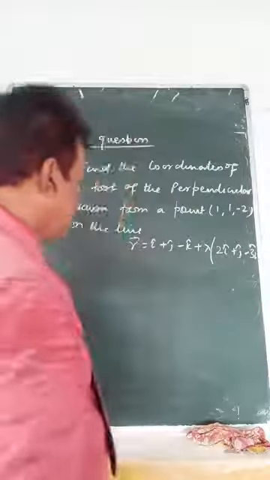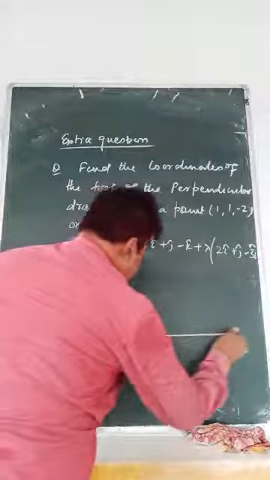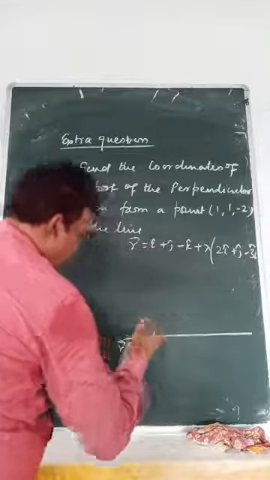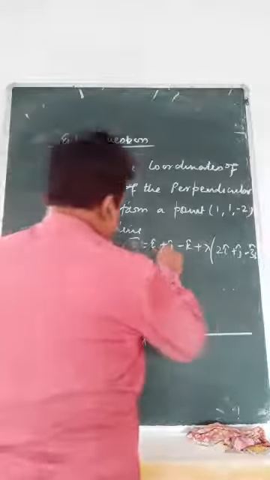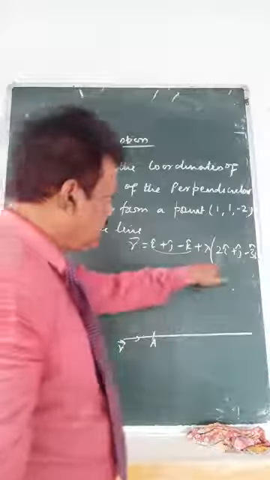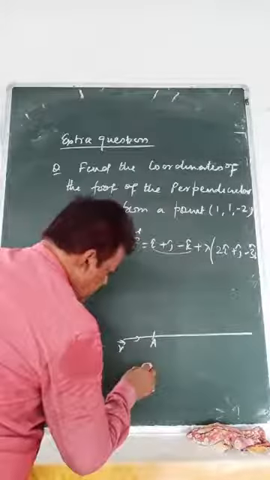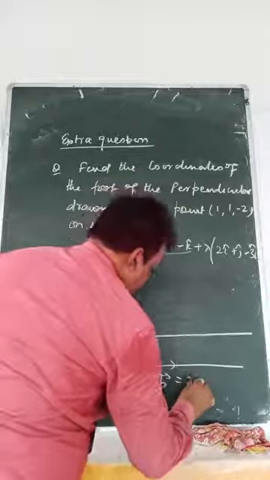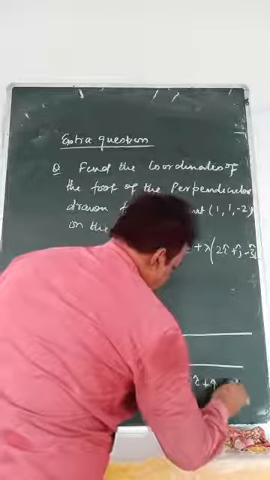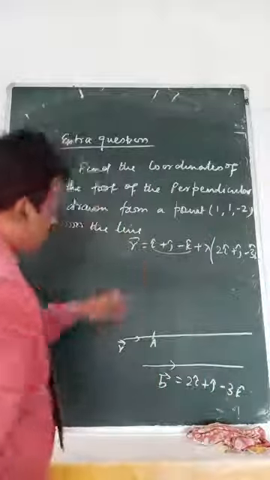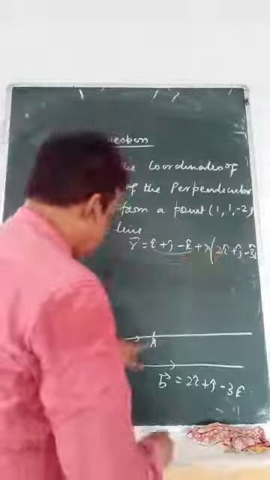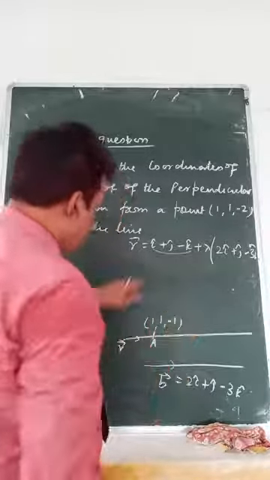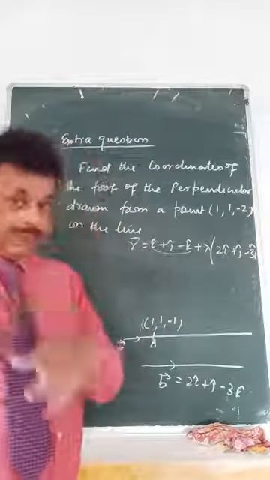Okay, let me make it clear in this. This is your r vector, where this is the point A. Point A means this is your point A. This is your parallel vector. So let me draw that parallel vector here. The b vector equals 2i + j − 3k. When I talk about this line, I can tell this is the point (1, 1, −1), the coordinates of this point.